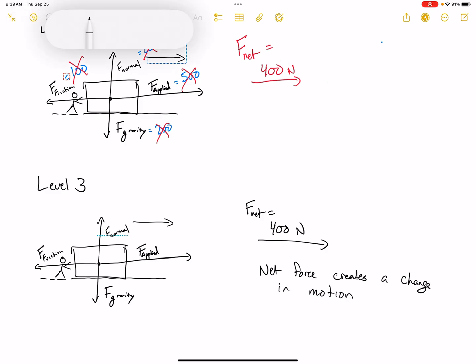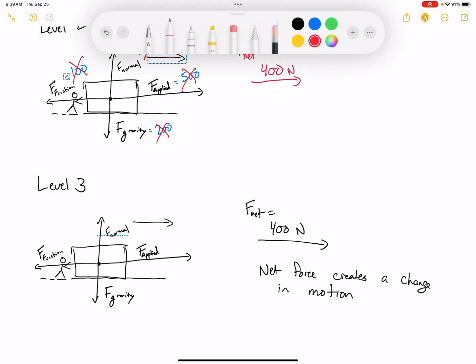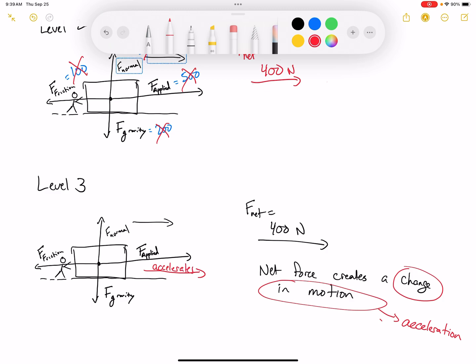And hopefully, some of this is starting to sound a little bit familiar, because anytime we talk about a change in motion, I want you guys to start thinking about this as an acceleration. We talked about acceleration being a change in motion. So anytime I have an unbalanced force, my object is going to be speeding up or accelerating in the direction of that force. And so if I go back and look at my little person who's pushing the box, I know that it's going to be accelerating in this direction, because that's the direction that I have a net force in.